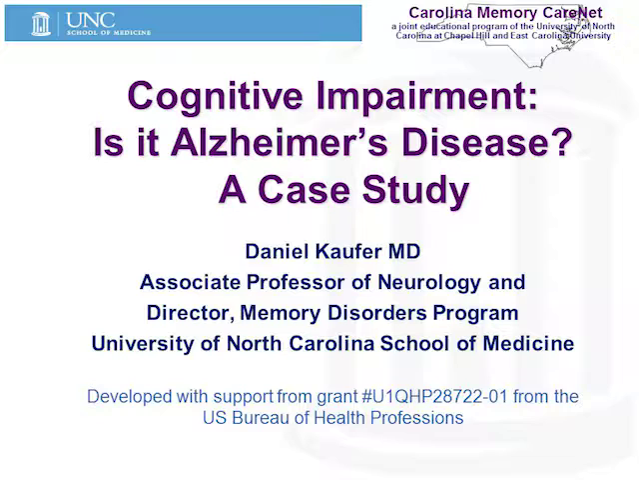In this video, I will go over a memory disorder assessment for cognitive impairment, including pertinent history from an informant, cognitive testing, exam and lab findings, interpretation of clinical data, and diagnosis. This case has been prepared as part of Carolina Memory CareNet, a joint project of East Carolina University and the University of North Carolina at Chapel Hill.